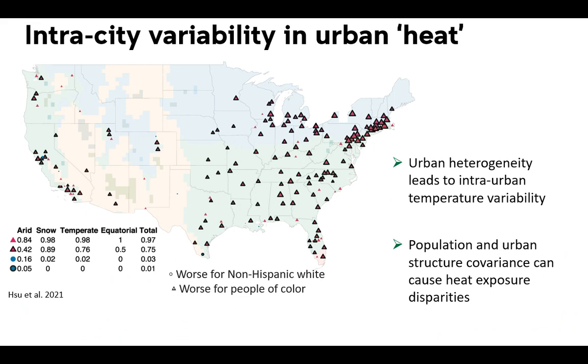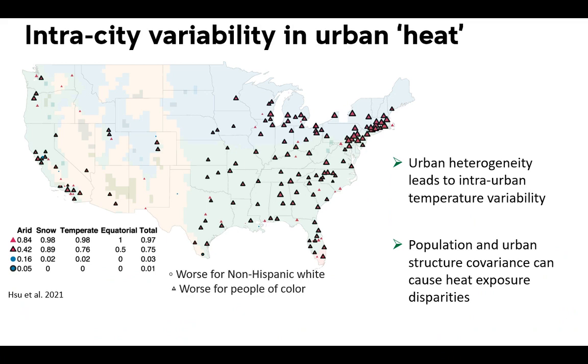Urban areas also have a large amount of heterogeneity, which leads to large differences in temperature across different parts of the city. And due to population and urban structure covariance, this can actually cause disparities in urban heat exposure, which has been seen quite a bit in US cities.